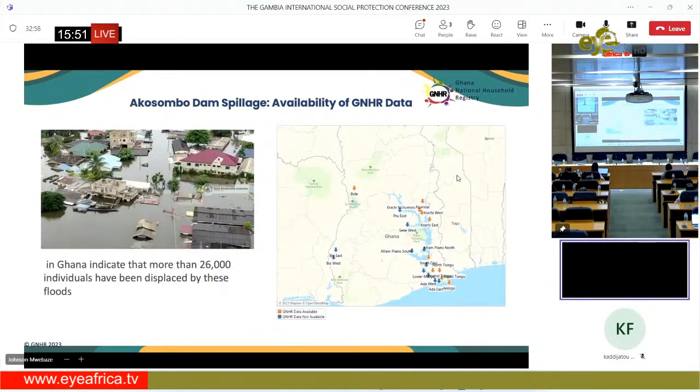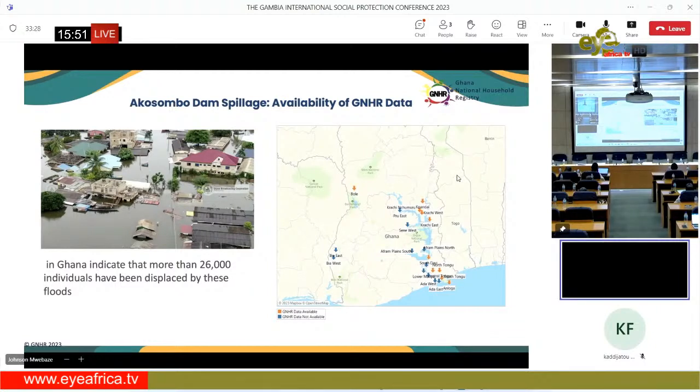Recently, I'm sure you've heard about the Kasombo Dam spillage, there's been flooding around River Volta. And I think what we learned from this is that the GNHR, if you look at the map on the left, had collected data on one side of the river, but you don't have data on the other side of the river. So GNHR has data on the orange marks, and there's no data on the blue side.